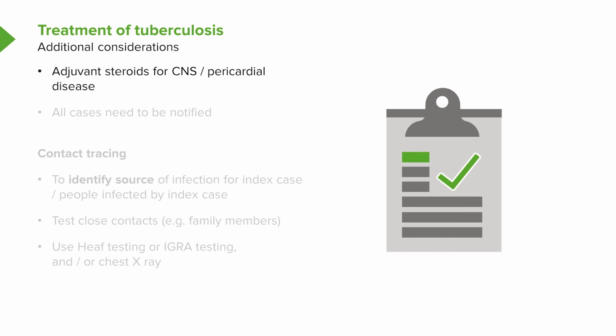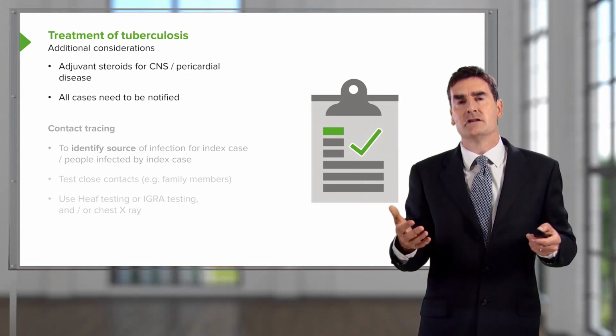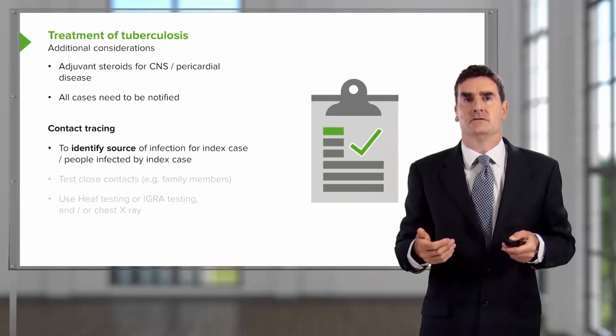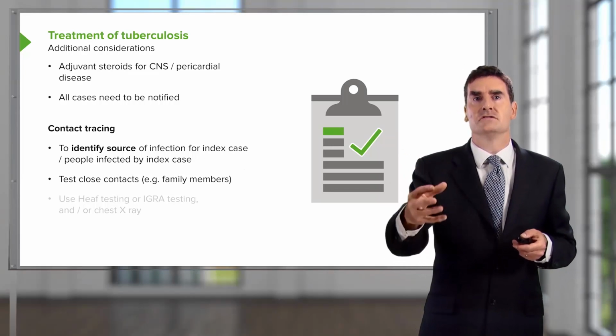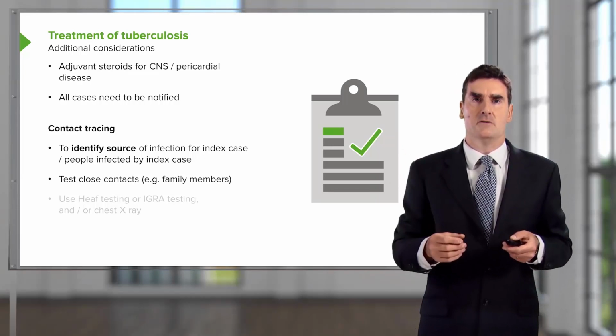A very, very important point is that all cases of tuberculosis need to be notified. What we mean by that is that they need to be brought to the attention of the authorities so that there can be a screening process of that patient's close contacts, usually the family, the people they live with, but if it's a school child, it will also be their school class as well.